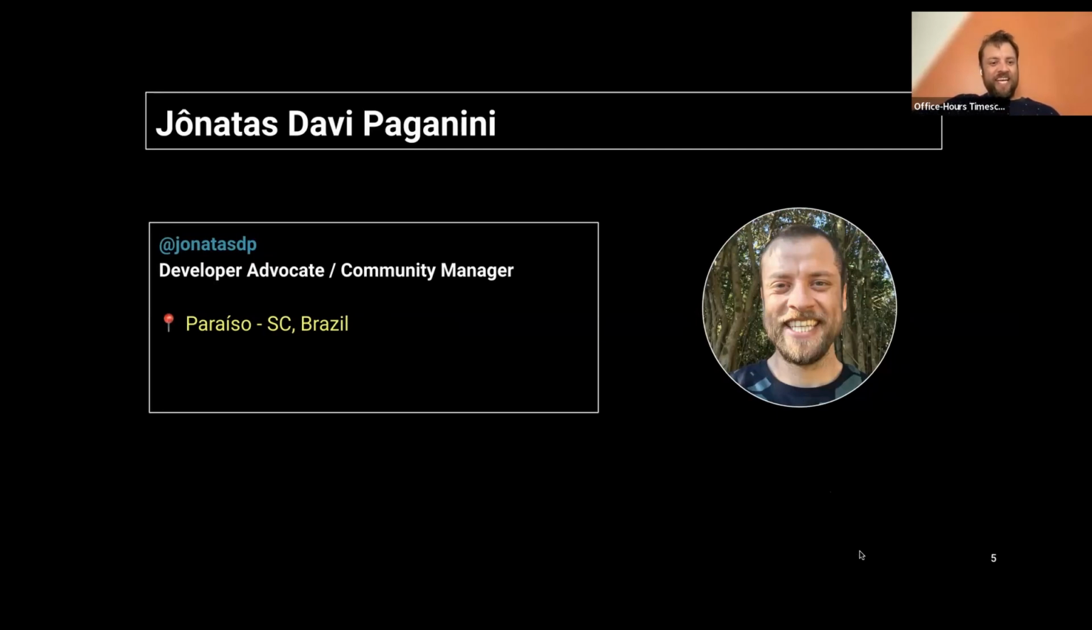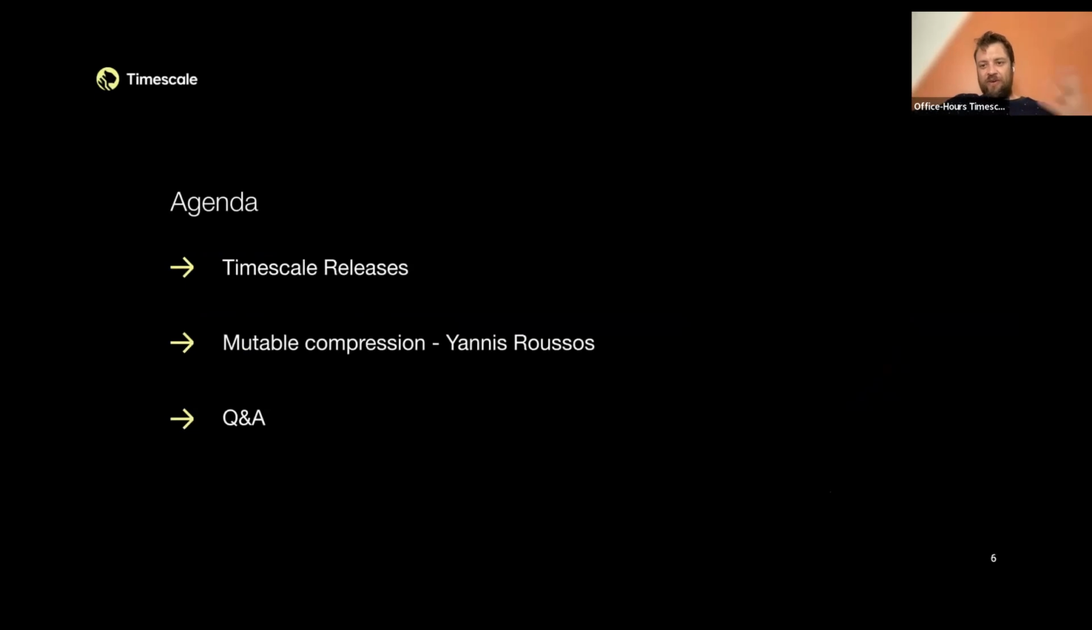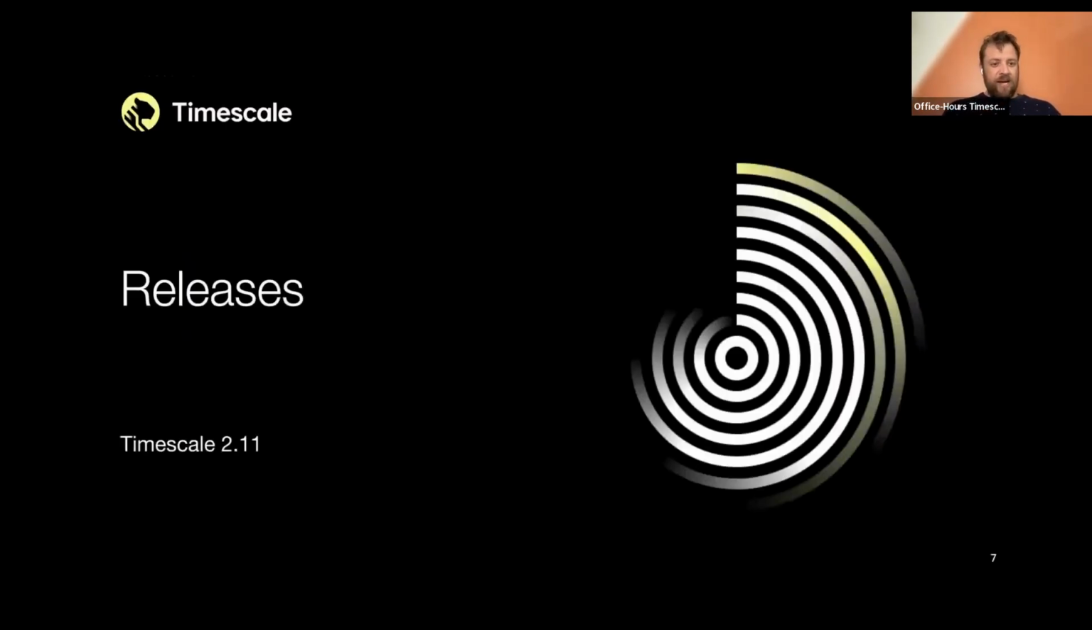And we also have today Yanis and Kirk, and we also have Andrew, and we are going to talk just about the latest release, and then Yanis will take over and talk about mutable compression. And if anyone has any question, we can go for it later, and we can be clarifying any questions. So we have this 2.11 release in the previous weeks. So this is the newest one, and we have a lot of things there.